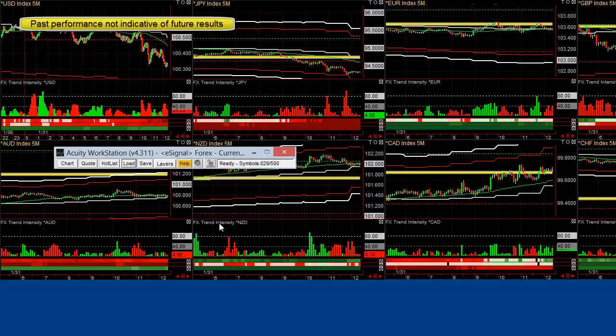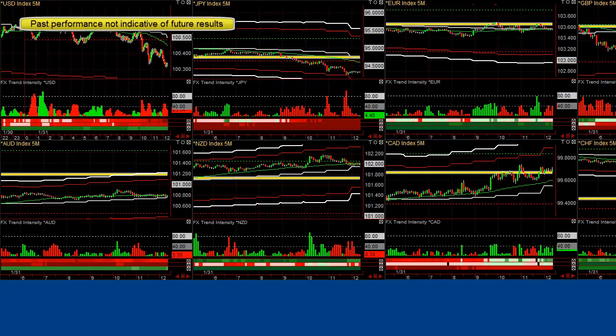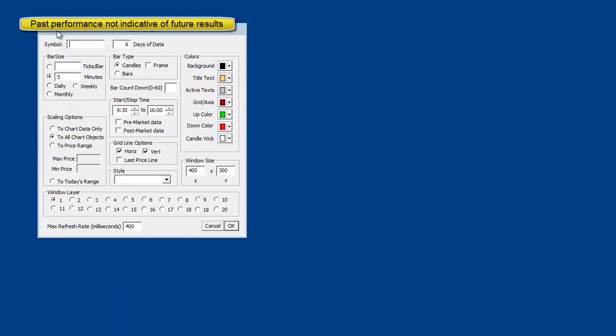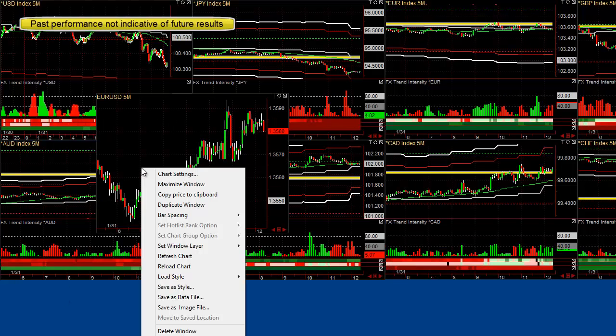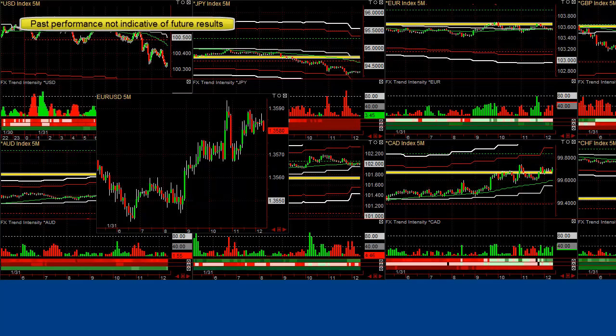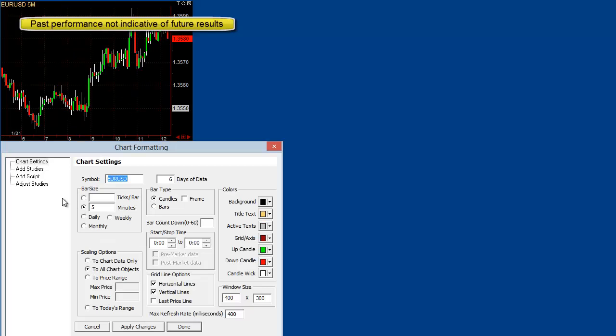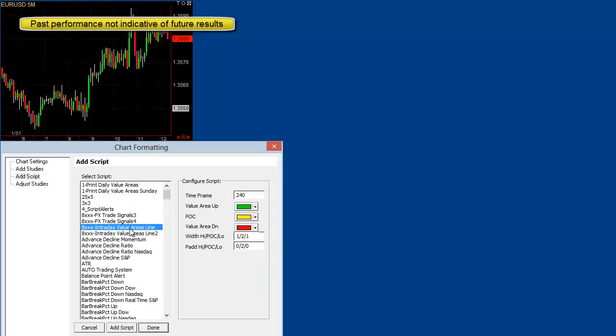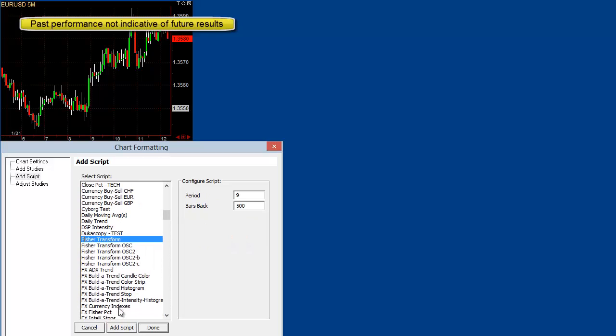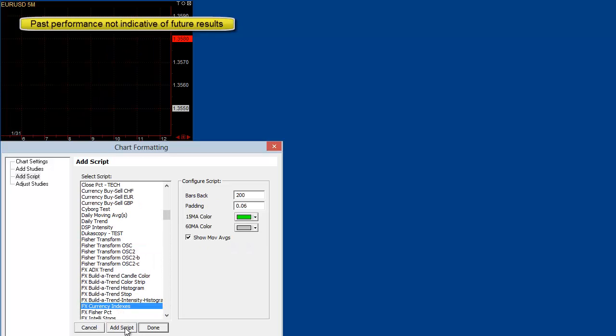So now that you've seen it, let me actually hide this layer and show you how to set it up with different time frames. Start by just adding a euro-dollar chart. Oops, I put it on the wrong layer. Put this on layer 2. Hide layer 1. And then you simply right-click on the chart, go to Add Script, and go down to FX Currency Indexes.